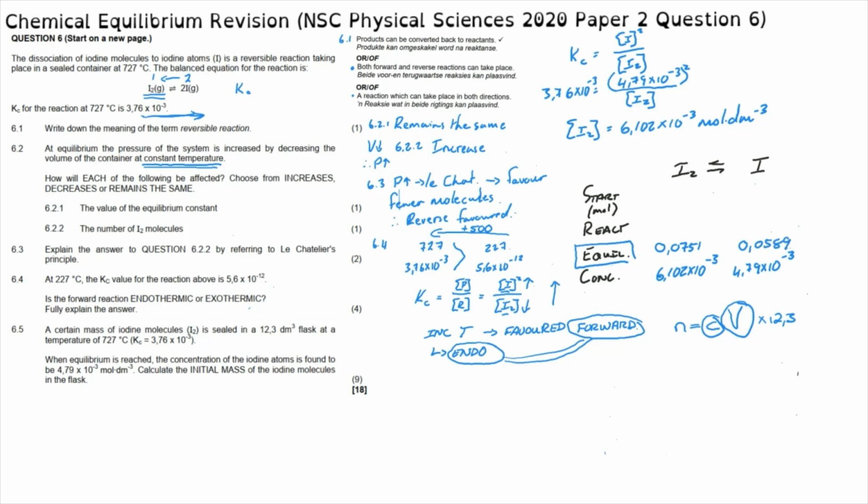0.0589 moles. Then we use the information that we initially have, where we were told that a certain mass of iodine molecules is sealed in a container, and by inference, we can see that that means there are no iodine atoms in that initial container, which means that if we started with 0 iodine atoms and ended with 0.0589, we must have formed 0.0589 moles of iodine atoms in this reaction.